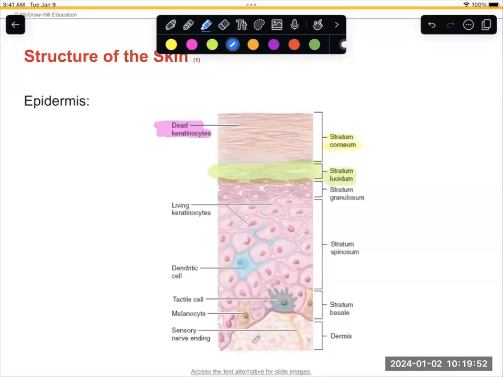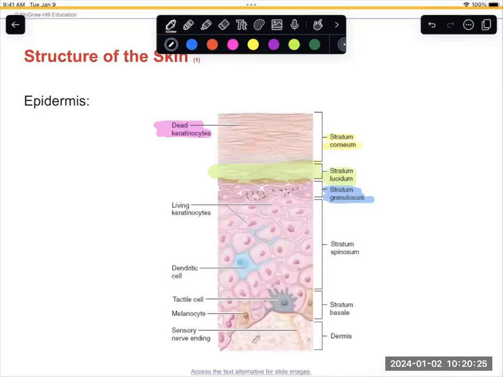We have this stratum granulosum. It's named granulosum because there's a lot of these little dark granules found in here. These dark granules, remember how I mentioned those little fat granules that keep water in when we're protecting our skin and prevent us from losing water? That's the stratum granulosum.